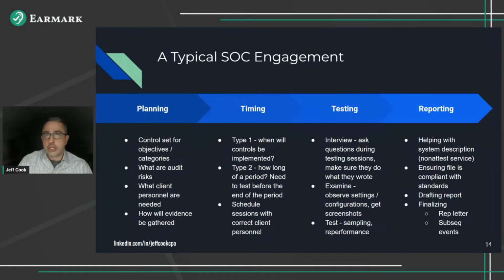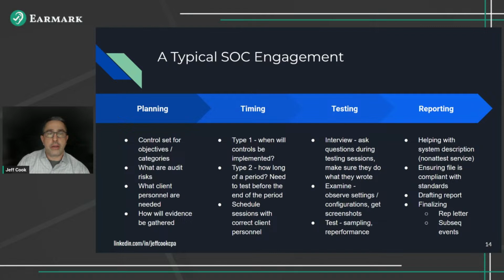There's certain controls that you're going to sample over the entire 6-month period that we've been doing. So you want to think about that. And as far as when you're going to time this engagement from a testing point of view, schedule, again, sessions with the correct personnel that we determined during planning.